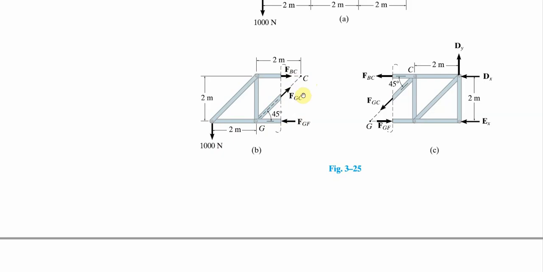If we resolve this one along this component, we can say FGC sine 45 equals 1000 Newton. So we can get FGC out, because if you look at this member, that's the only aspect that we can resolve along this component to get this particular force here.